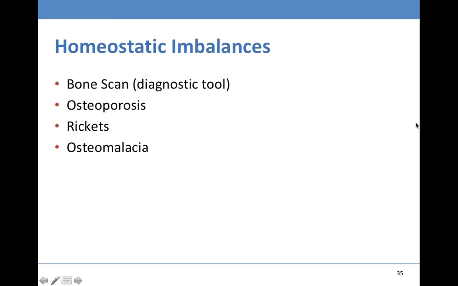So this brings us to the end of our bone lecture. Please make sure that you know about bone formation and the types of bone that exist, as well as how it is going to maintain our calcium balance throughout the body.